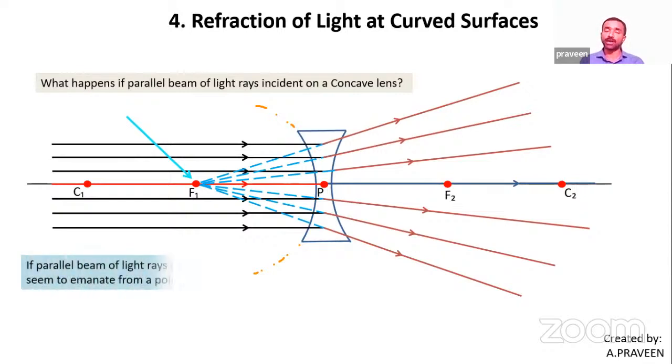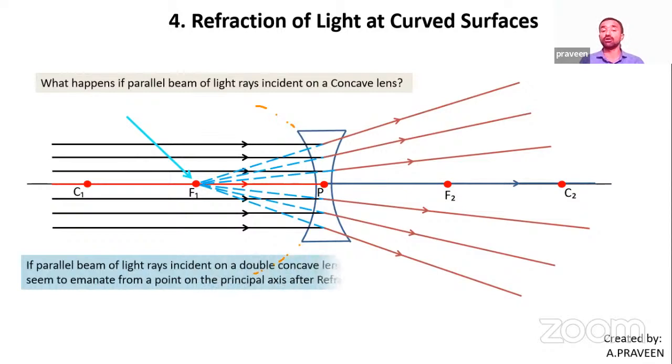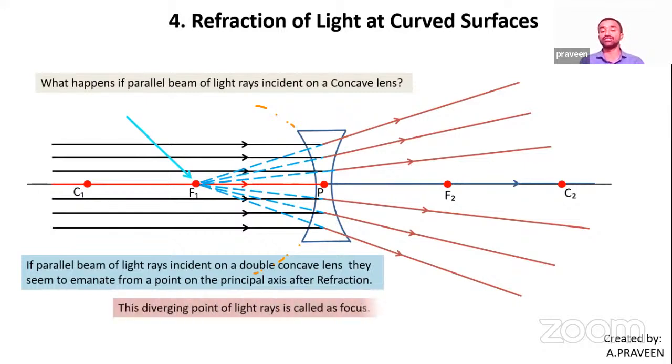So simply, if a parallel beam of light rays is incident on the double concave lens, they seem to emanate from a common point called the diverging point, which is located on the principal axis. This diverging point of light rays is called the focus or focal point of this double concave lens. Now you can measure the gap length between the pole and the focus, which is denoted by the letter small f. That is what we call the focal length.